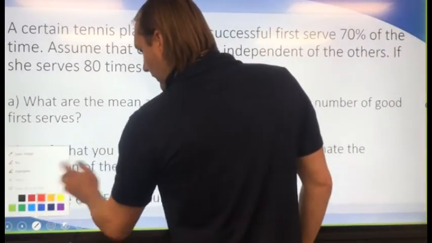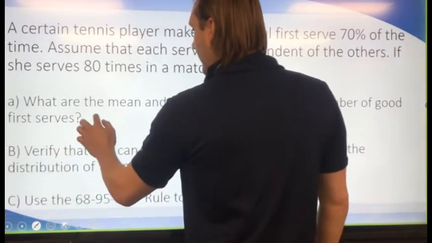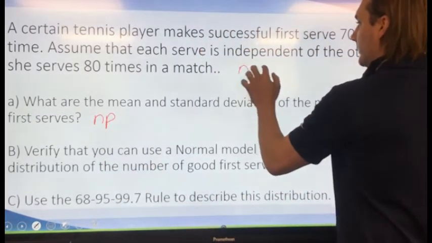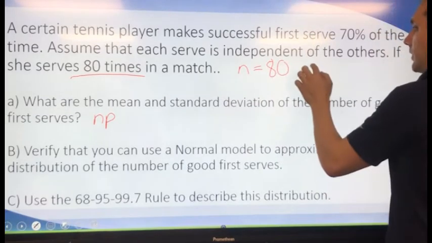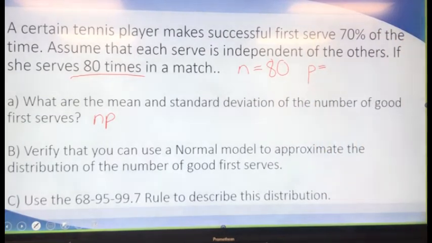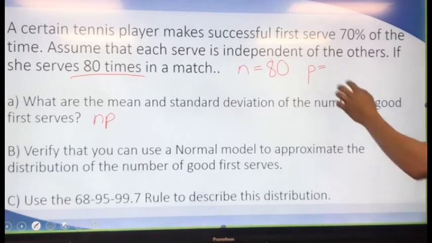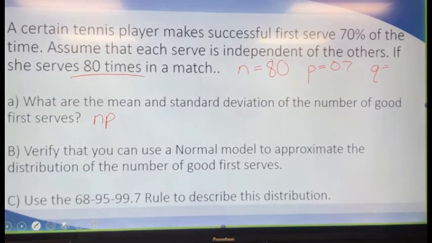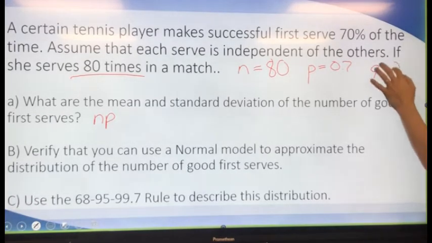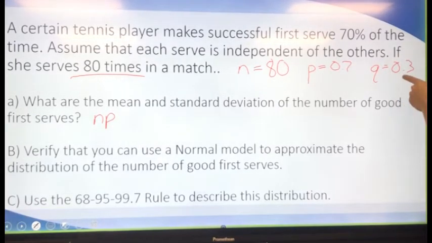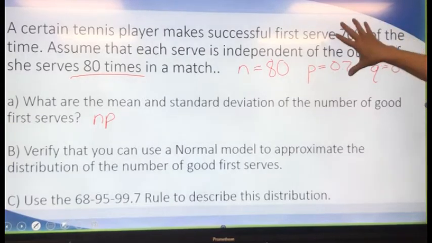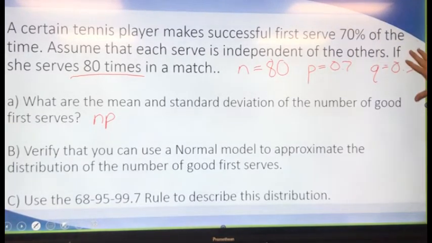If you can remember, to find the mean, it is n times p. So what is my n value for this problem? There you go, 80. What is my p value, my probability of success? 0.7. And what is my q? 0.3. Do you see how they got 0.3 now? 1 minus 0.7, the other percent, is 0.3. So if I'm 70% success, then I'm 30% failure.